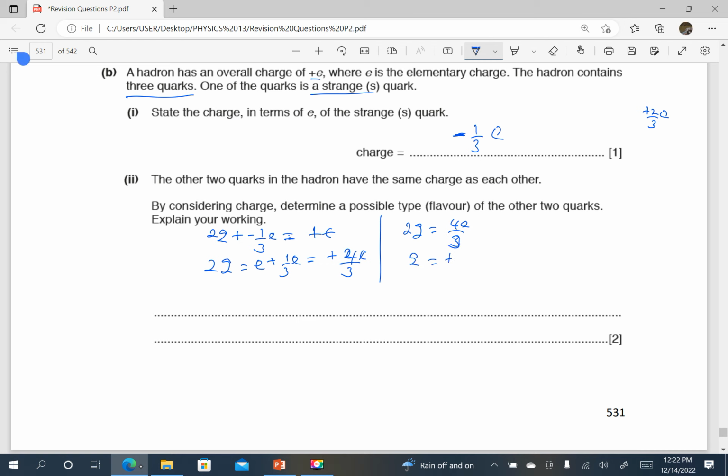So q is going to be 2/3e. So this is basically an up quark or a charm or top. Determine the possible type of the other two quarks: those are going to be up quarks, because it is up quarks with this charge, or it can be charm, or it can be top, but these are not commonly used. So because of the charge, that is an up quark.